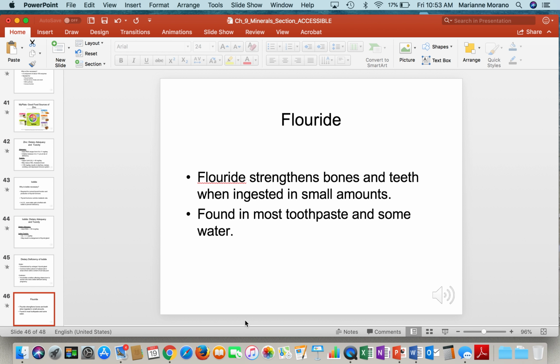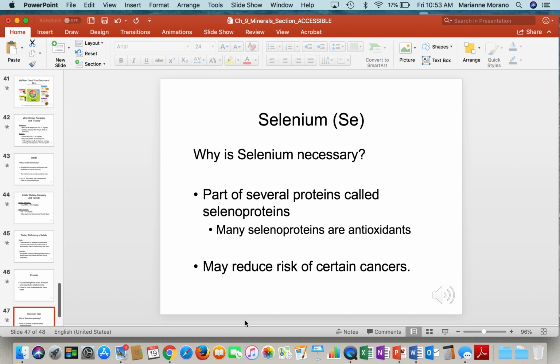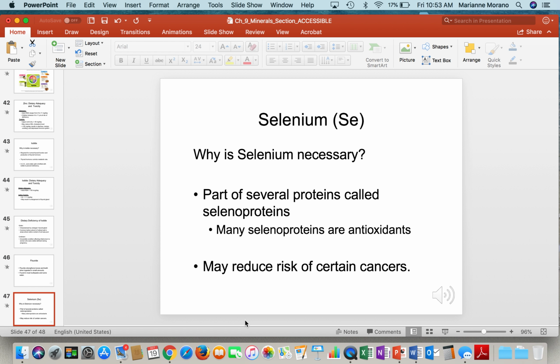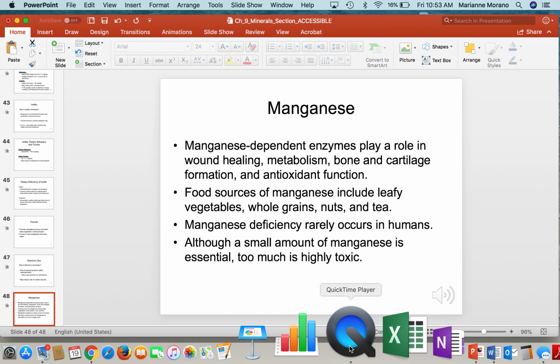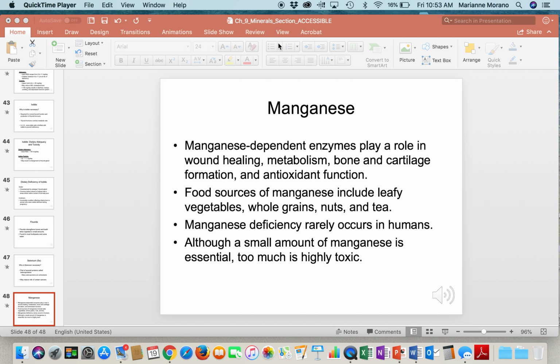Fluoride, very important for bones and teeth. Most of it is found in water and in toothpaste. Selenium is also very necessary. It can reduce risks of certain cancers and is a very powerful antioxidant. Manganese is a trace mineral, and you find it in leafy vegetables, tea, nuts, whole grains. So again, this is just a brief summary of the section on minerals. Please review your chapter and make sure that you are really understanding what all of these minerals are and how to incorporate them in your diet.